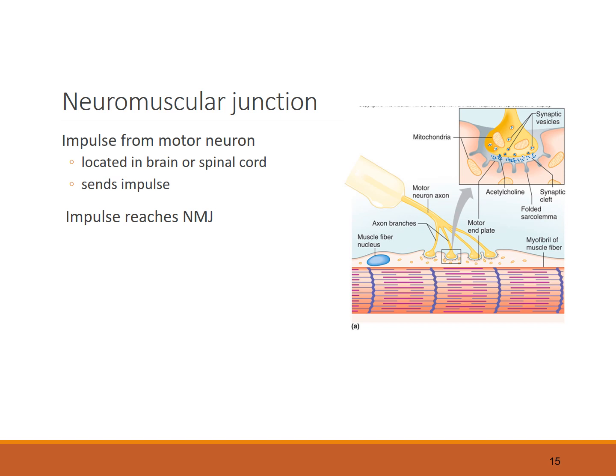Next, let's look at the neuromuscular junction. Just like the name indicates, this is where you have a junction between a neuron and the muscle. Motor neurons are the type of neurons that are attached to skeletal muscles. They are located in the brain or the spinal cord, and they send the impulse. The impulse is going to travel down to the end of the neuron until it reaches the neuromuscular junction.